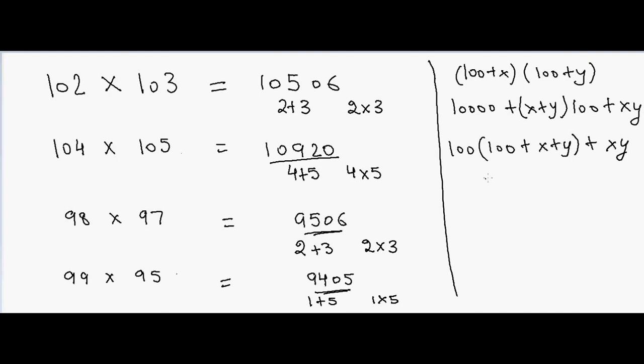If you look at it, that's what we are doing in the trick. So if x is equal to 2 and y is equal to 3, then we have 100 into (100 plus 5) plus 2 into 3. So that's what we did there. We did 105 and 06. So this is how this trick works.